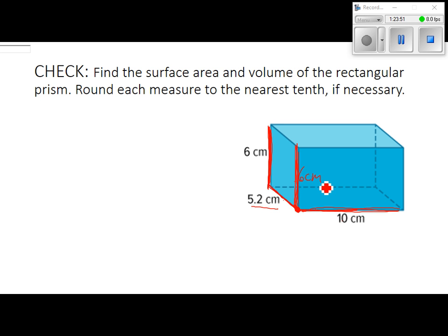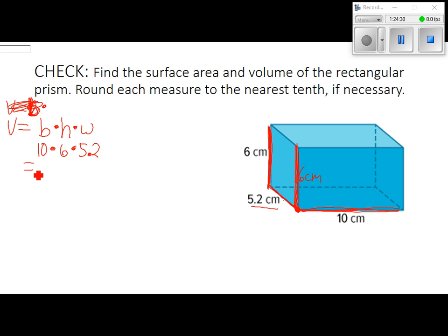So now I'm going to find the volume first, because volume's very easy. Volume, we just use the formula. Volume equals base, and that's little b, not big B, times height, times width. It doesn't matter which is which. We'll say the base is 10, we'll say the height is 6, and we'll say the width is 5.2. You grab your calculator, and you multiply those together.